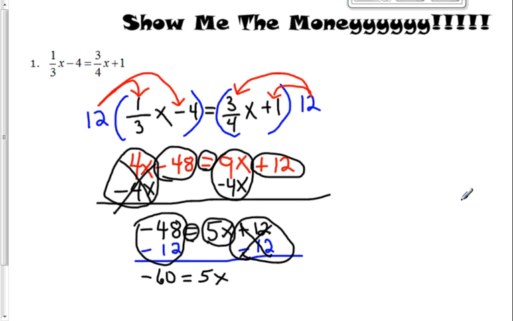So now I have -60 is equal to 5 times x. The opposite of multiplying by 5 is I want to divide by 5. If I do it to one side, I have to do it to the other side.